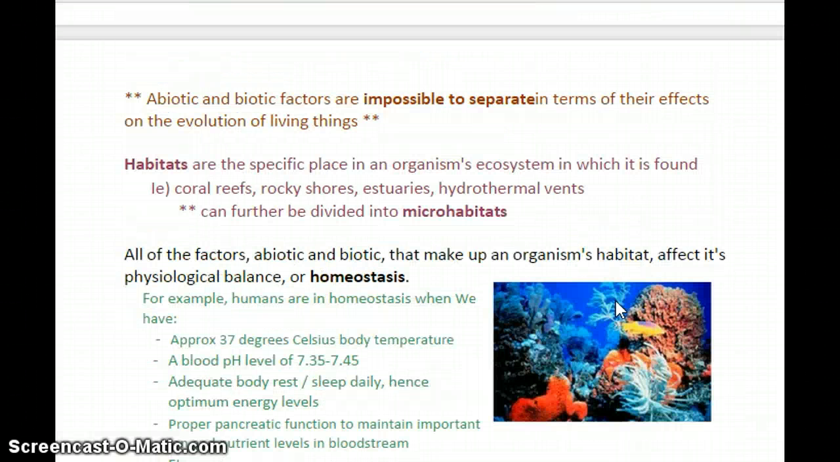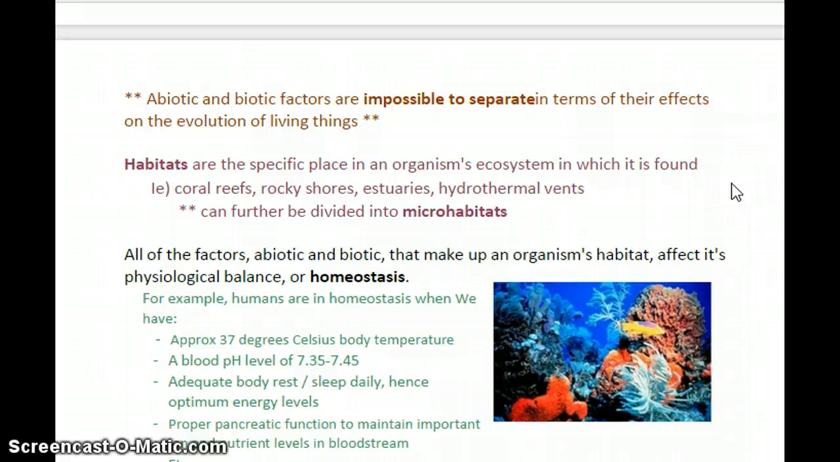Because they're all kind of connected, they're actually kind of impossible to separate in terms of their effects on the evolution of living things. So living and non-living things affect each other pretty significantly. We've talked about an ecosystem.